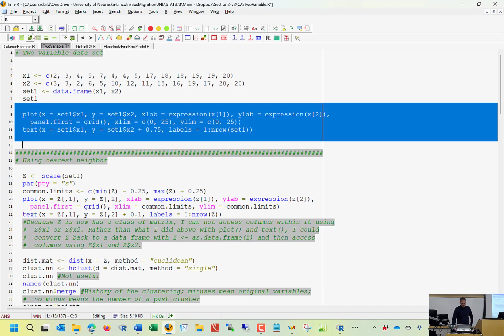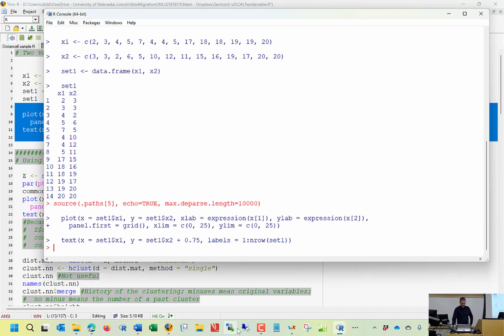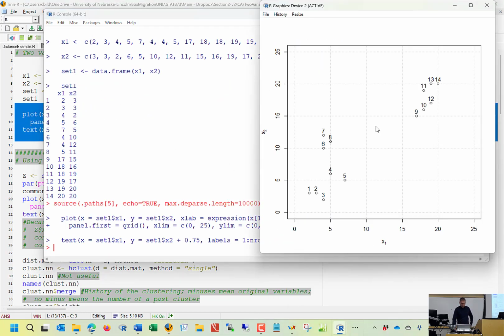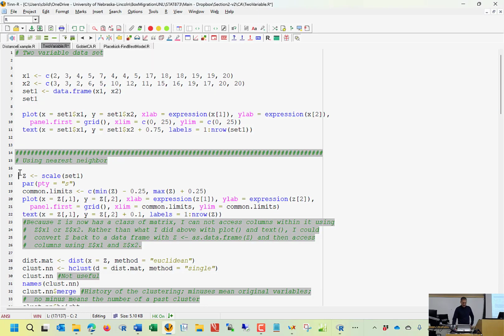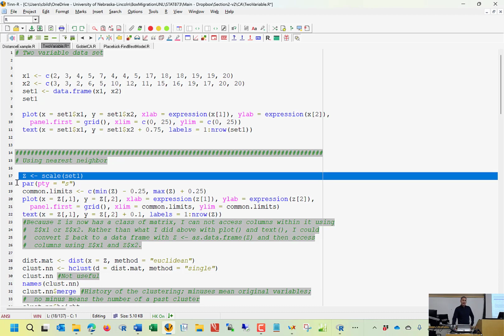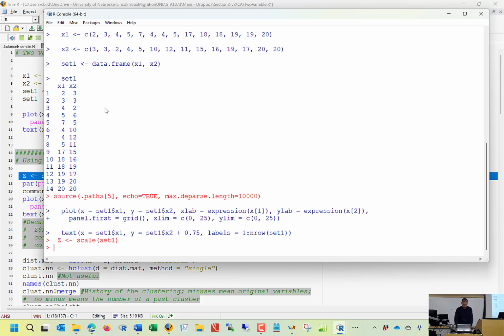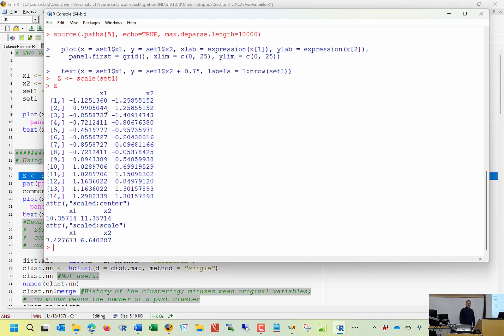I could do a plot of my data, and here it is. So we definitely see some differences amongst these observations, but just again, remember we're going to actually be using the standardized values. So to standardize, remember, we use the scale function, so I'm going to put that into an object called z, for the lack of a better name, and there we go.